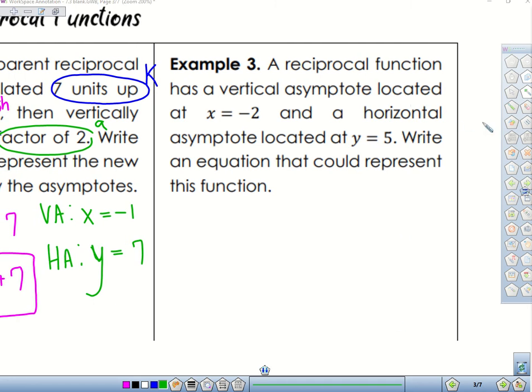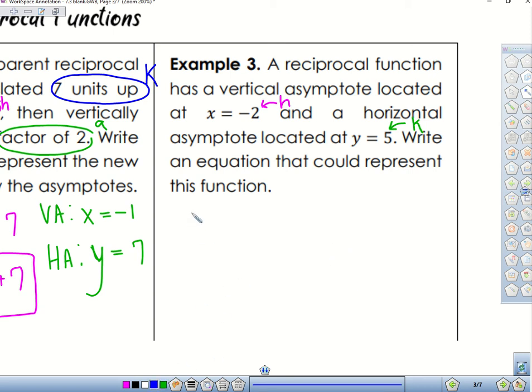A reciprocal function has a vertical asymptote located at x equals -2 and a horizontal asymptote located at y equals 5. Write an equation that could represent this function. So as we've been going through 1 and 2, we kind of learned that the vertical and horizontal asymptote translate directly to h and k. So this right here is actually your h value, and this one right here is your what? K. And did they make any mention of a at all? No. So your a is just 1.